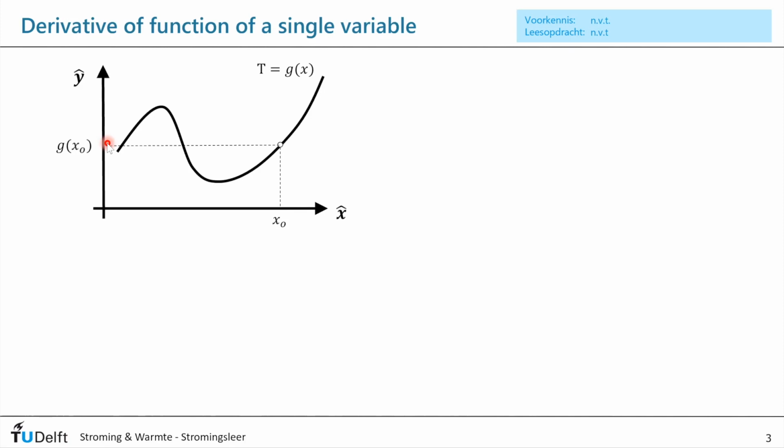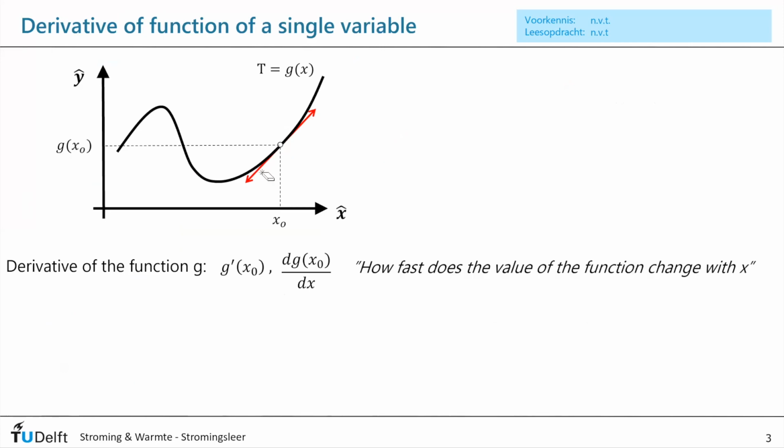So since high school, you know that the derivative is the slope of the line which is tangent to the graph of your function at this point. And there are different ways of writing the derivative. We can write it as g prime. Usually in engineering, we specify with respect to which variable we differentiate, so we write it as dg/dx. And so the value of the derivative really tells us how fast the value of my function g changes when I move along in the x direction.